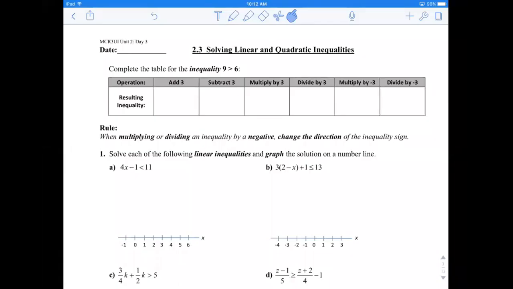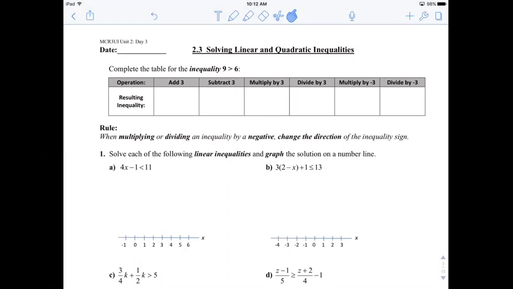Welcome to Unit 2, Lesson 3, Solving Linear and Quadratic Inequalities. So an inequality is something that you probably haven't really experienced much of up to this point in your learning. But its name really tells you what it is. It's trying to represent a relationship between two things that are not equal to each other.